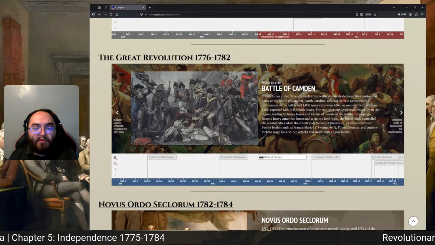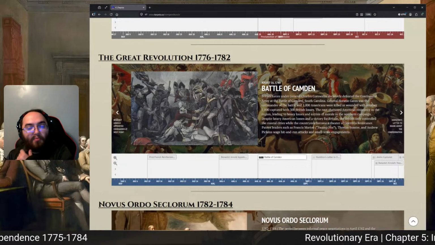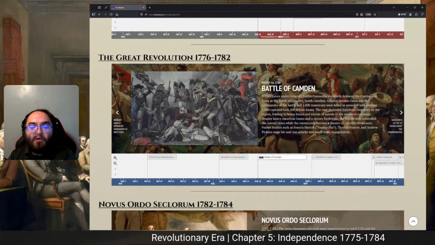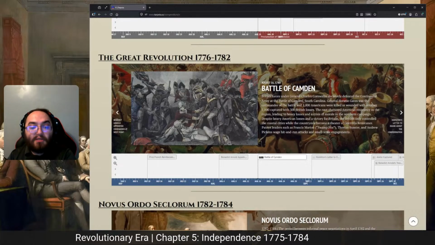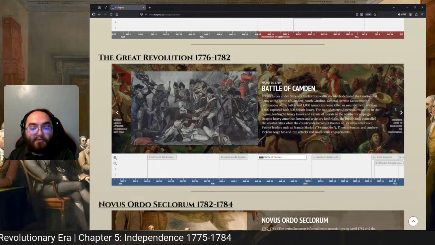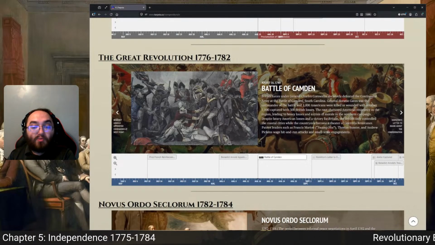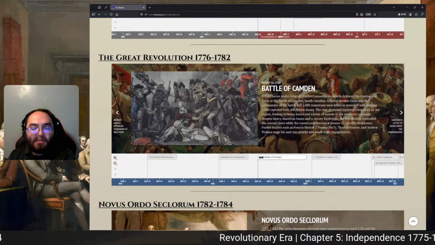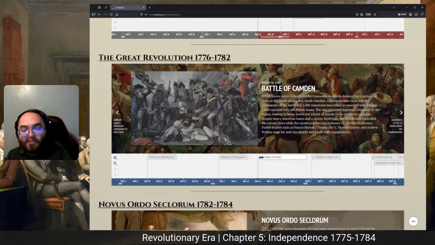Despite heavy American losses and a victory for Britain, the British only controlled the coastal cities, while the countryside became a theater of guerrilla resistance. Patriot leaders such as Francis Marion, the Swamp Fox, Thomas Sumter, and Andrew Pickens waged hit-and-run attacks and small-scale engagements.